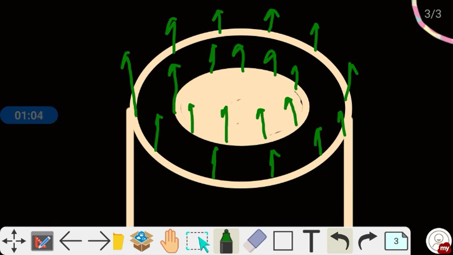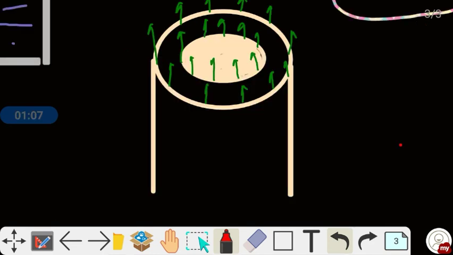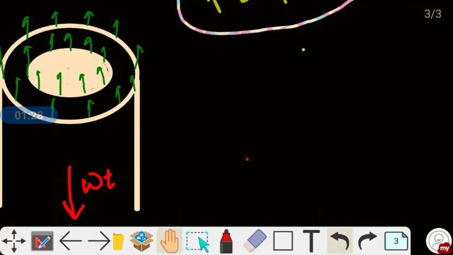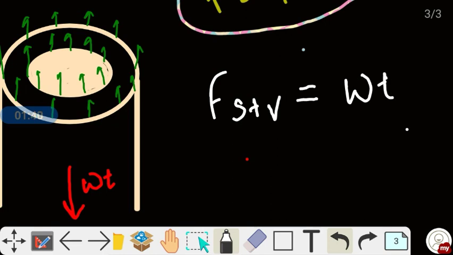And if we see another thing here, I'm showing the gravity also here. This is the weight. So these vertical forces in upward direction and this weight in downward direction will balance each other. So from our observation we can write that the surface tension force in vertical direction will be equal to weight. From here you can clearly understand it. Now let's find out the vertical component of the surface tension force.